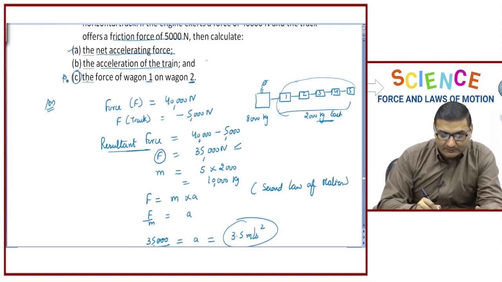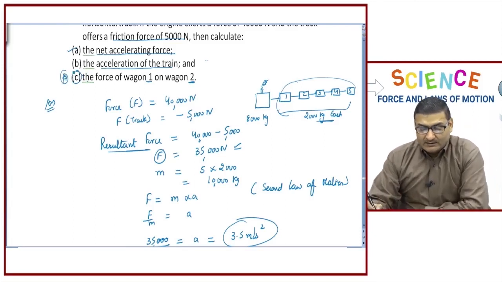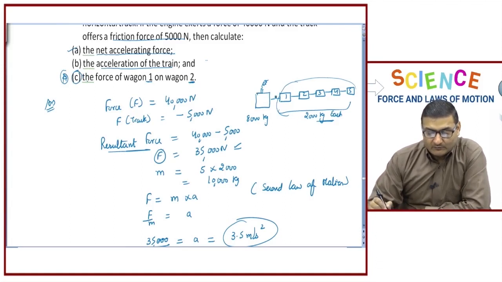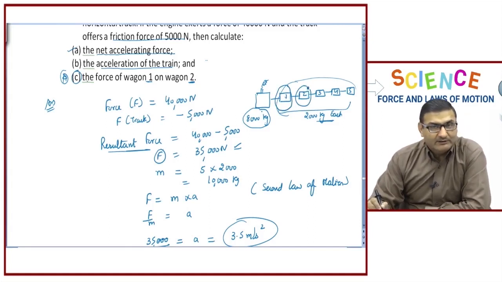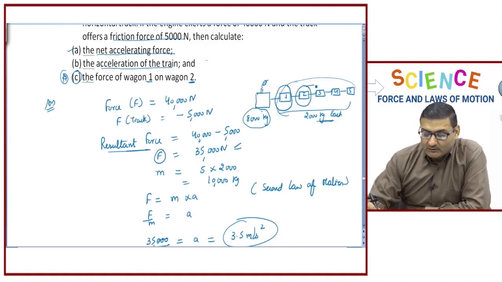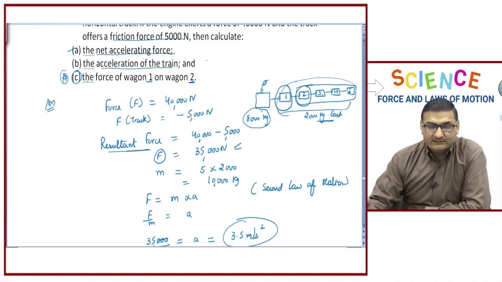Now this part you need to relate a bit. Till now we were calculating the force which the engine was providing on the rest of the wagons. But now what we are being asked is we need to calculate the force with which this particular wagon 1 is pulling this wagon 2. Now one important main thing that we need to correlate over here is that this particular wagon is also joined with the rest of the 4 wagons.